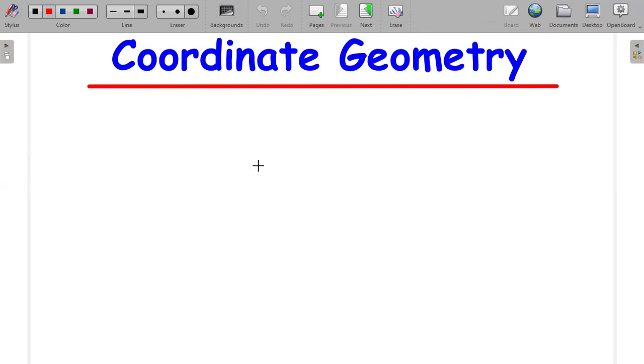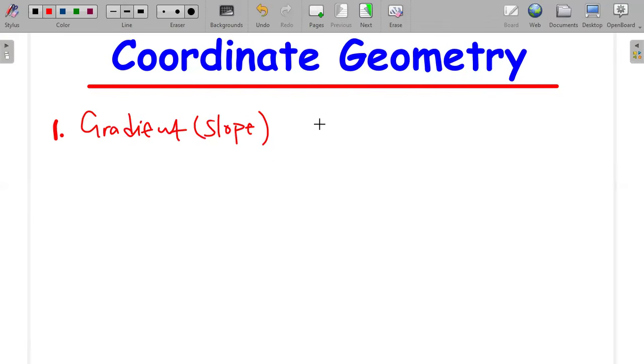regarding coordinate geometry. The first one is you have to understand what the gradient is. The gradient is also known as the slope of a line. It's the degree of the slantness of a line that you're going to draw.